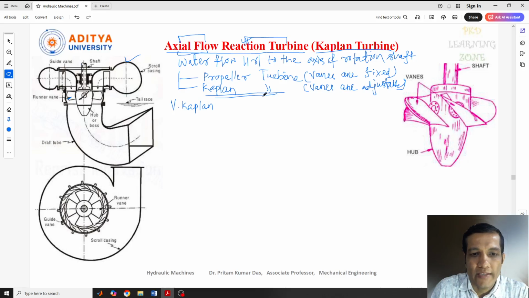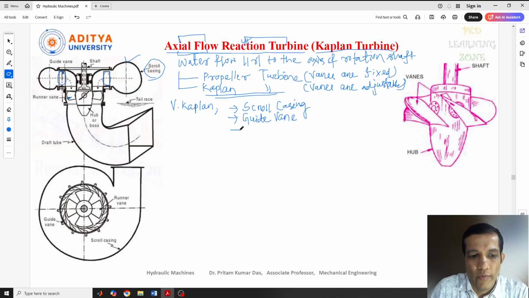Here some components are there, the main parts of the Kaplan turbine, which we will discuss in the working principle. The first one I can consider is the scroll casing. We can write only casing, or mention specifically scroll casing because it is used in this turbine. The second one is the guide vane mechanism. Here you can see the guide vanes on both sides. So the next one we can write is the guide vane mechanism.